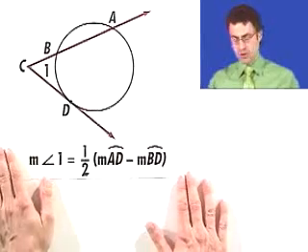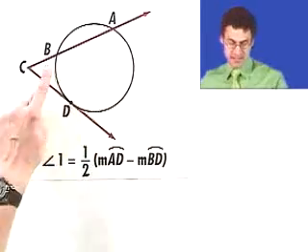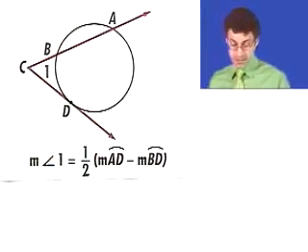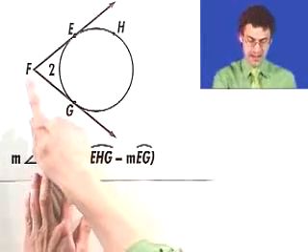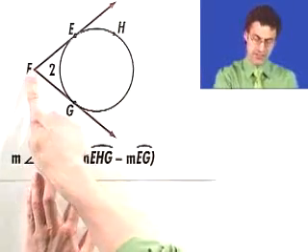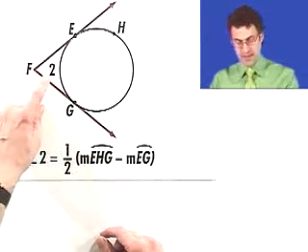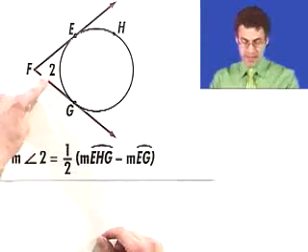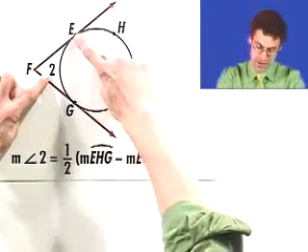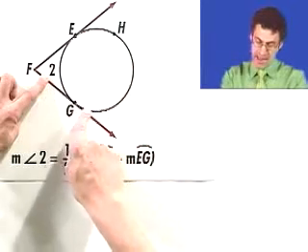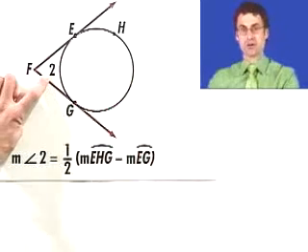And in fact, this identity holds even if we don't have a secant line. For example, imagine this secant line were actually a tangent line. Well, then in fact, the exact same identity holds. So if I have two tangent lines that intersect somewhere here at F, and I'm taking a look at this angle here, angle 2, then I can compute angle 2 by taking 1/2 the measure of this outer arc and subtracting off the measure of the inner arc.